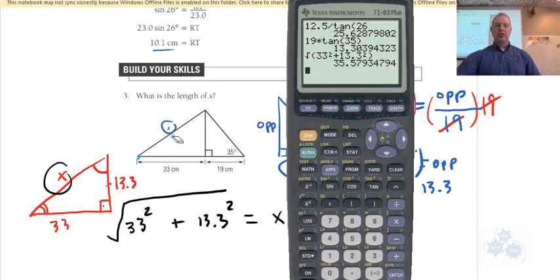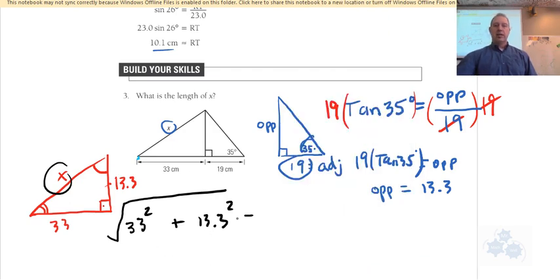35.57. Does that seem reasonable? Well, if this is 33, this one does have to be longer. It has to be longer. The hypotenuse is always the longest side. So that looks like it could be true. I think I like that. 35.6. Okay, let's write that down. X equals 35.6.